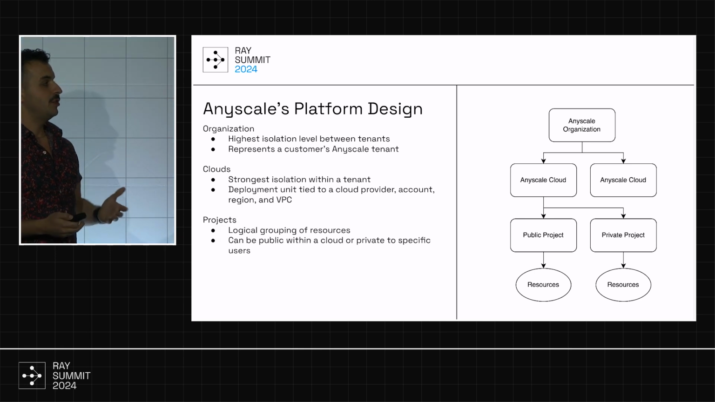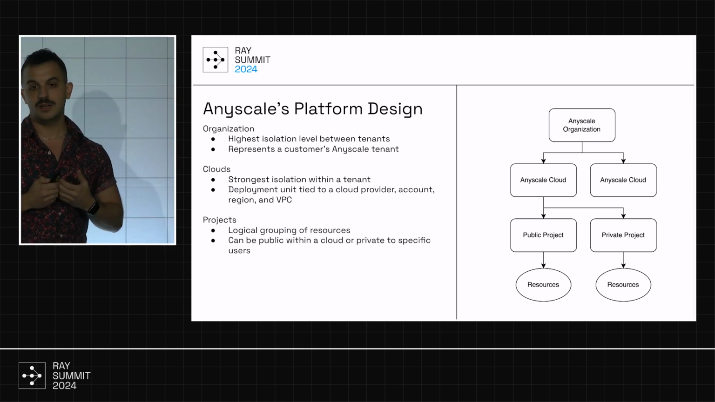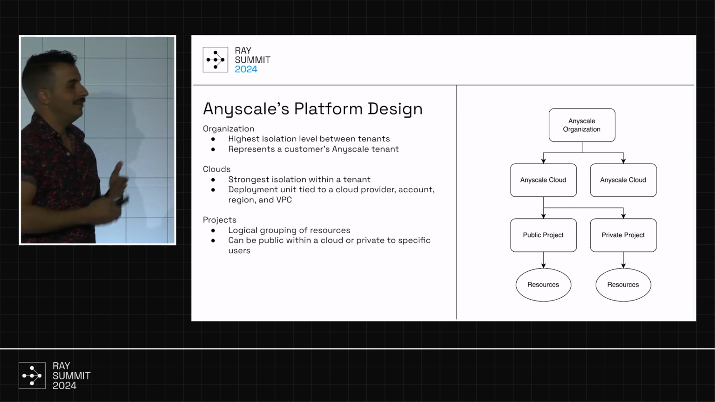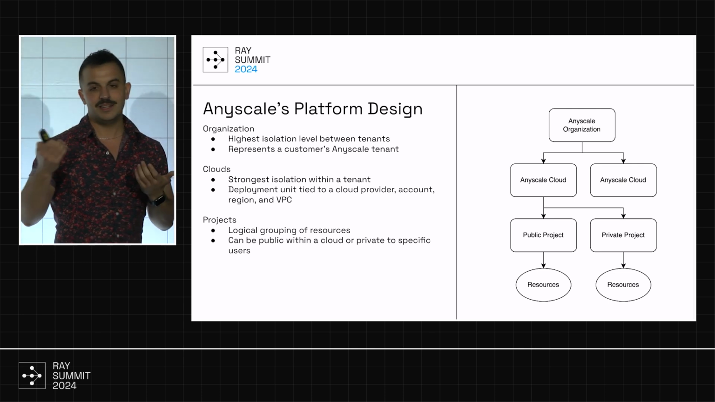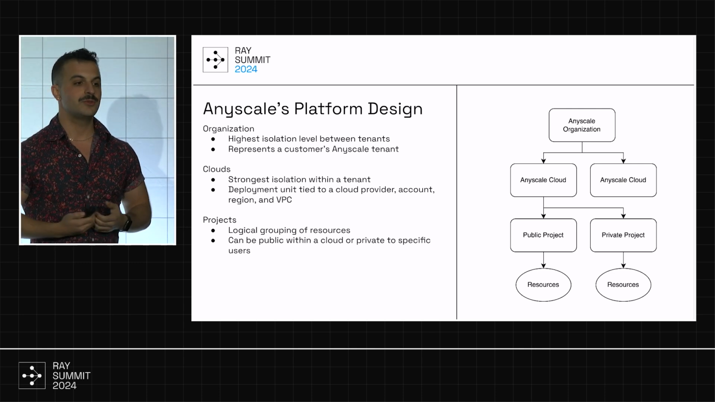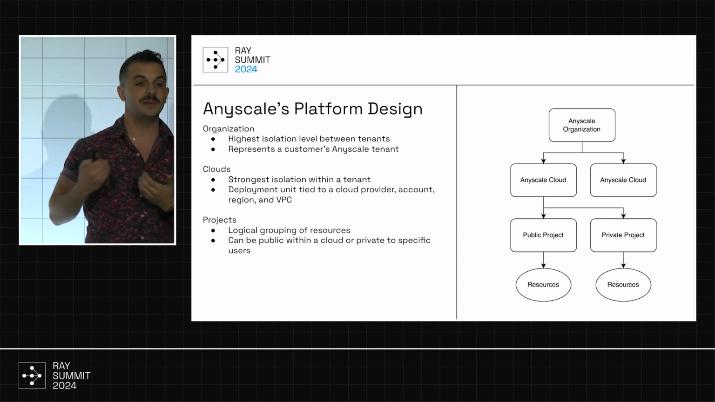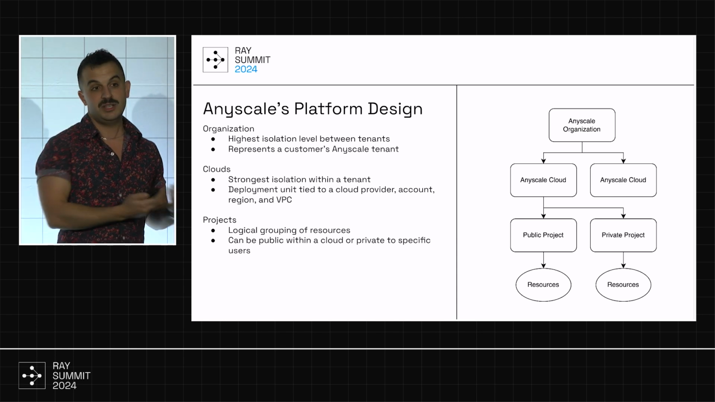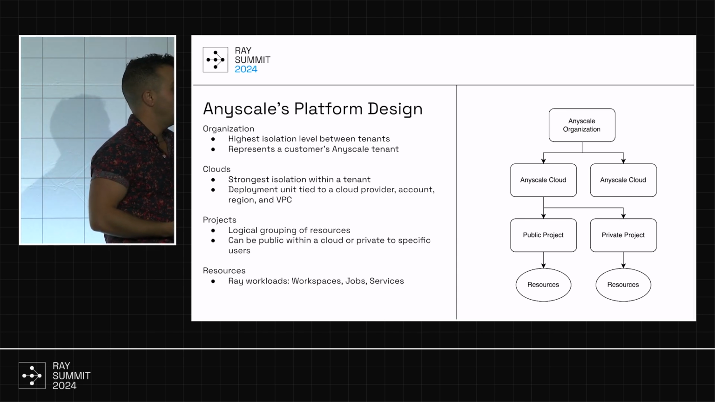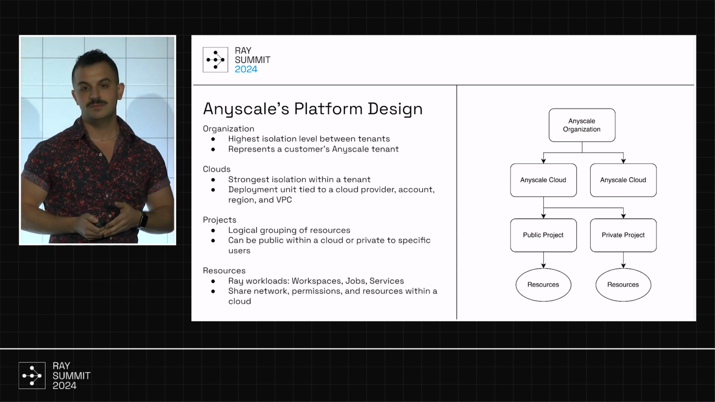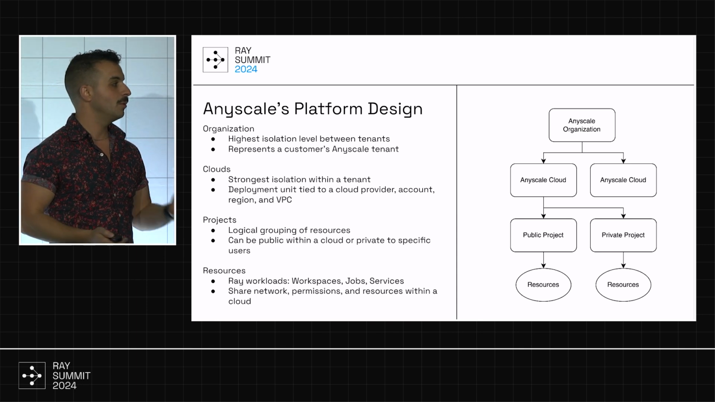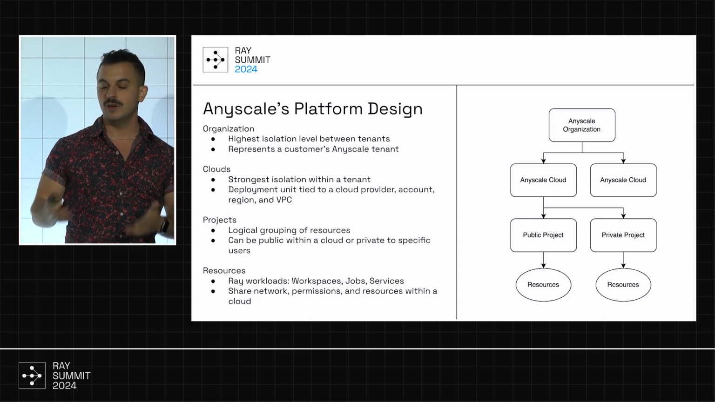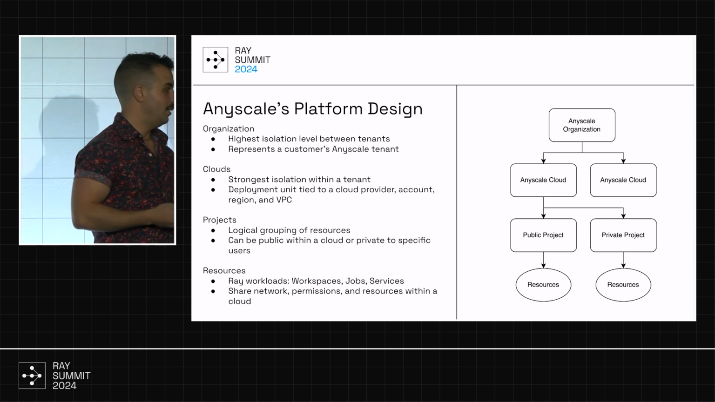Within a cloud, you have projects. These are logical groupings of resources. Projects to us, they're kind of just like folders. They're meant to organize resources, make your day-to-day life a little bit easier by remembering where you actually put stuff. And then within that, you have resources. These are your actual Ray workloads. Your workspaces, jobs, and services, running your Ray applications on a day-to-day basis.